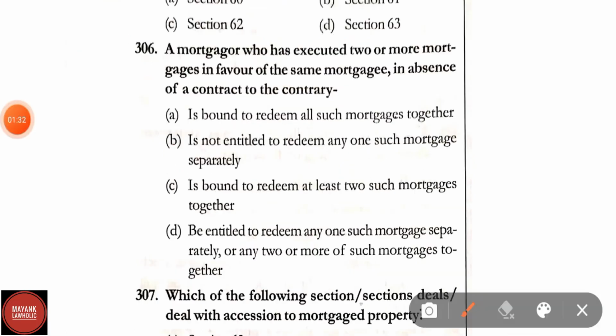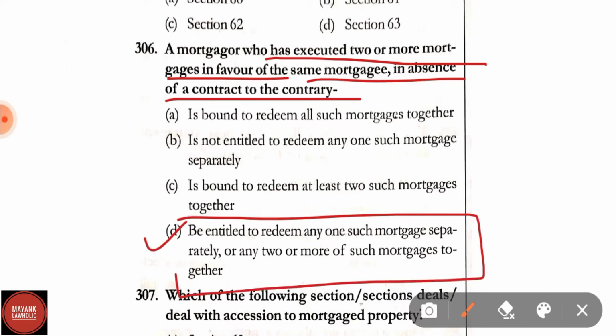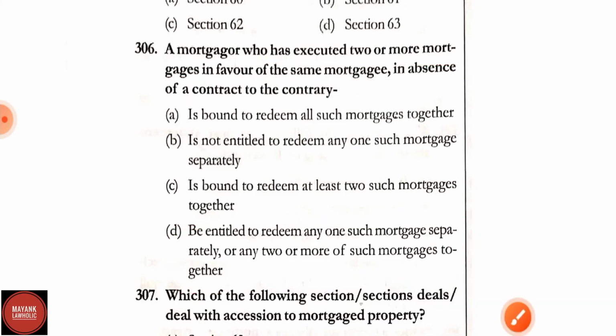Question number 306. A mortgagor who has executed 2 or more mortgages in favor of the same mortgagee in absence of a contract to the contrary is bound to redeem all such mortgages together, is not entitled to redeem any one such mortgage separately, is bound to redeem at least 2 such mortgages together, be entitled to redeem any one of such mortgages separately or any 2 or more of such mortgages together. Here correct answer is option D, that is be entitled to redeem any one such mortgage separately or any 2 or more such mortgages together.